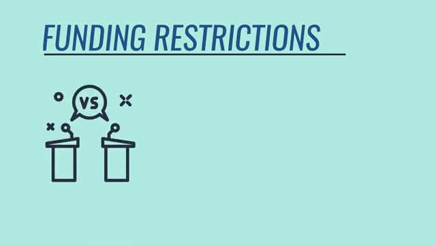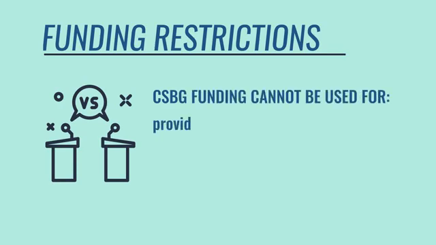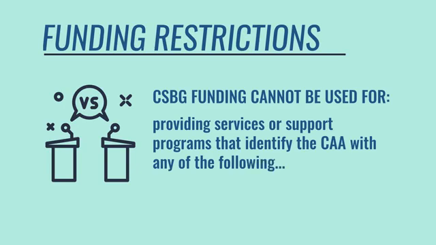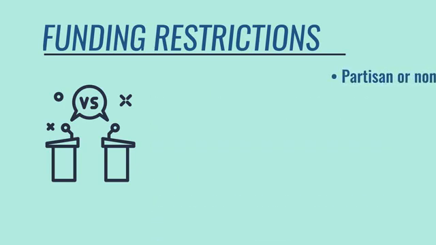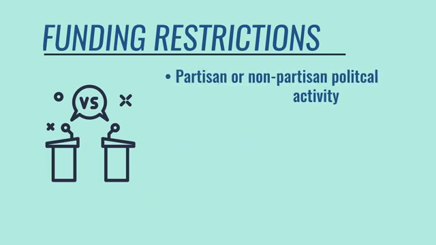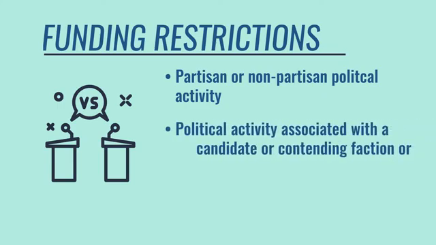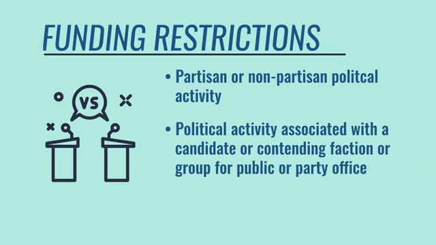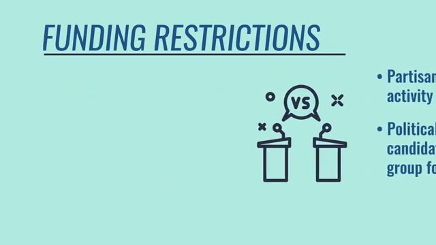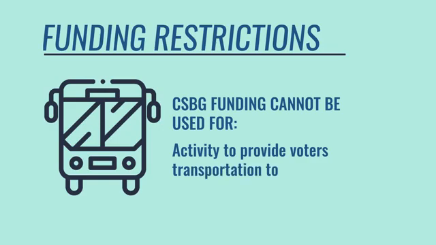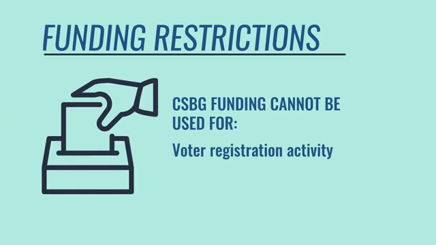In addition, CSBG should not be used to provide services or support programs that identify the CAA with any of the following: partisan or nonpartisan political activity or any political activity associated with a candidate or contending faction or group in an election for public or party office, activity to provide voters with transportation to the polls or similar assistance, voter registration activity.